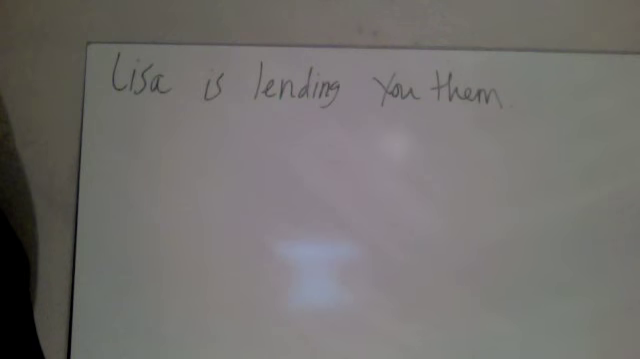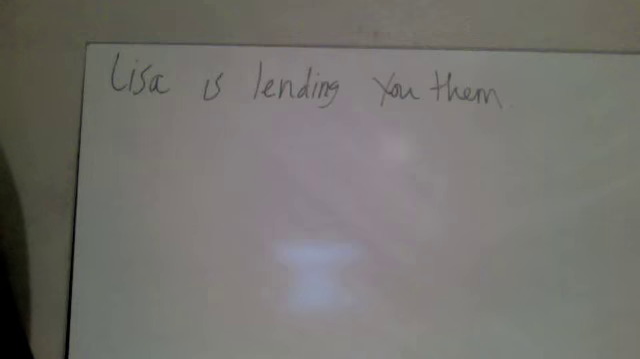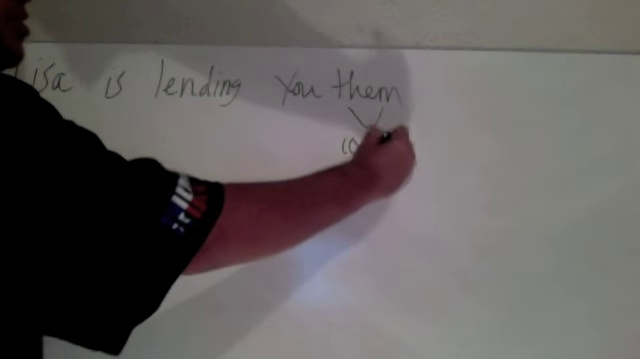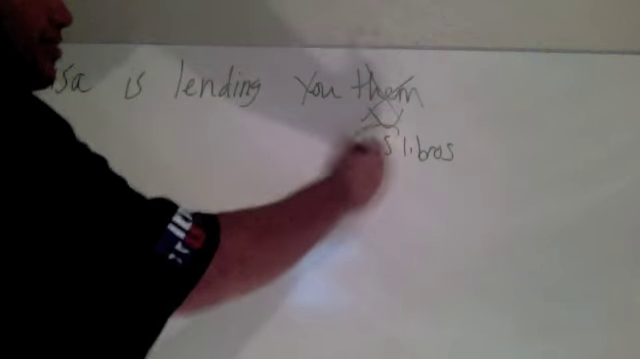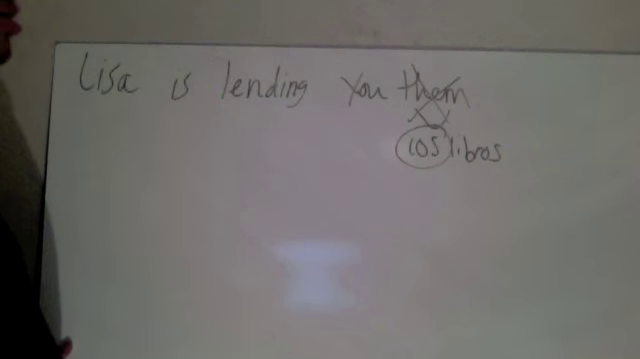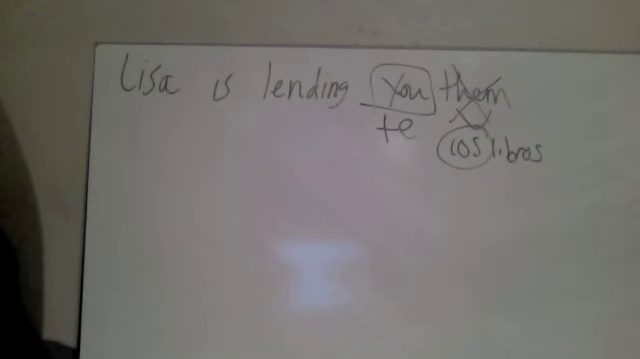Okay, this sentence we're going to translate in the present progressive. Lisa is lending you them. Let's make the them be los libros, the books. So what is our indirect object? What is our direct object? Lisa is lending you what? The books. We're going to replace this with los. To whom? To you. In this sense, we're going to use te. So we have our indirect object, we have our direct object. Next step, translate this as is, in present progressive.